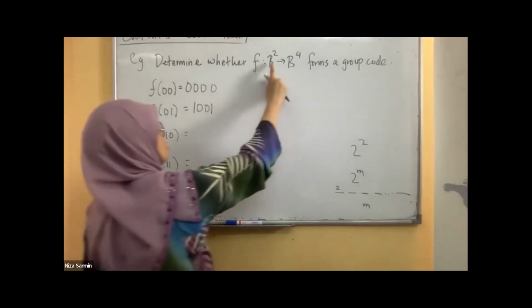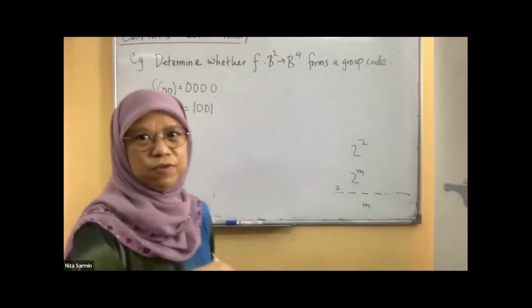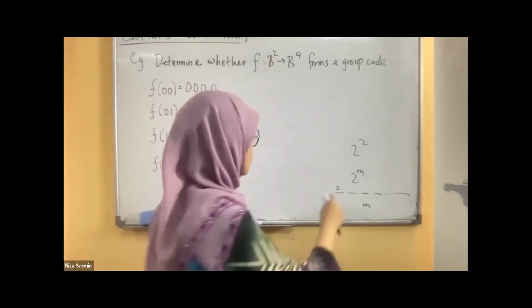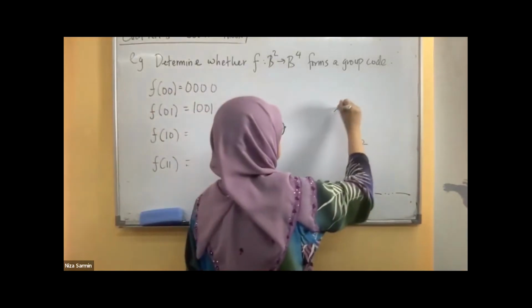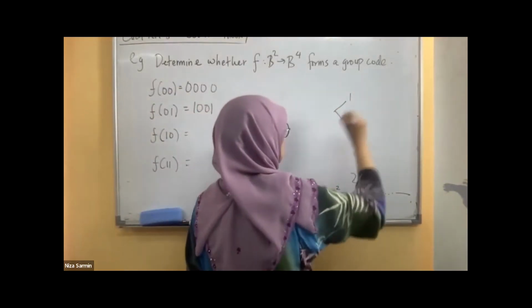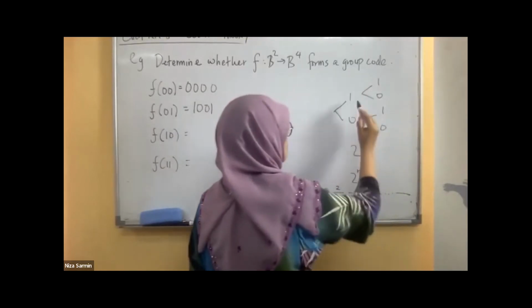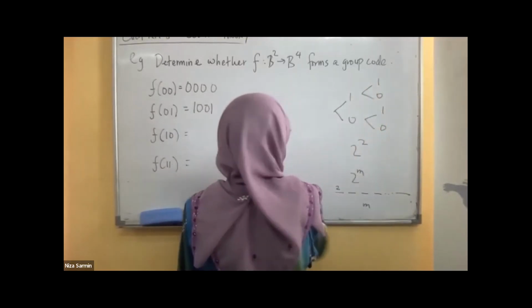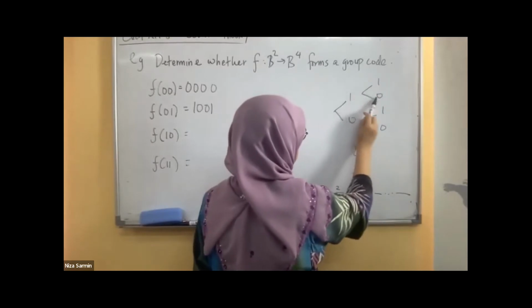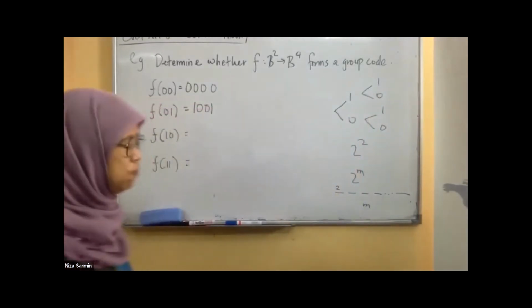If I start with this B3, there will be 8 of them. So how do you get these possibilities? You start with 1, 0, and then 1, 0, 1, 0. So you get 1, 1, plus 1. 0, 0, 0, 1, 1, 0, 1. Oh, I start with 0 first.